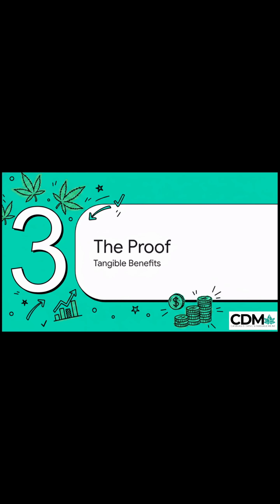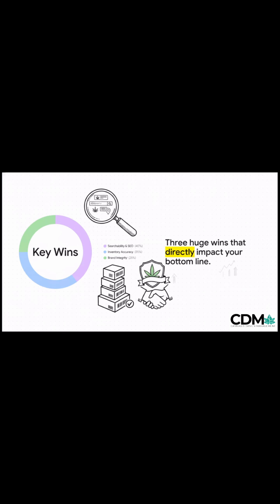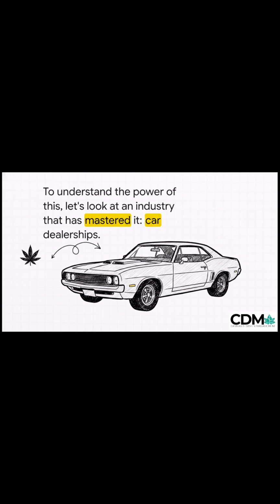Okay, so we get the what. Now let's talk about the why. Why does the system win? Well, it all comes down to some really tangible benefits that are going to directly impact your bottom line. There are three huge wins here. First, searchability and SEO. When products are named consistently, customers can actually find them on your website or on third-party menus like Weedmaps or Leafly. It's a game changer. Second, inventory accuracy. Fewer duplicate SKUs mean cleaner data, better reporting, and a much lower risk of compliance violations. And finally, brand integrity. You're not butchering brand names with weird abbreviations, which helps your partners and builds a ton of trust.